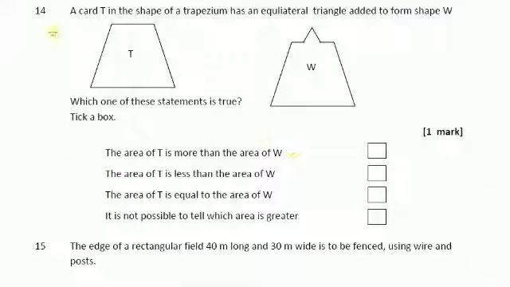Number 14, a card T in the shape of a trapezium has an equilateral triangle added to form shape W. So T is changed into W. Which one of these statements is true? Tick a box. So let's just draw that equilateral triangle which is added on. There it is.